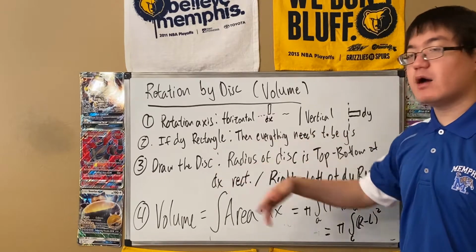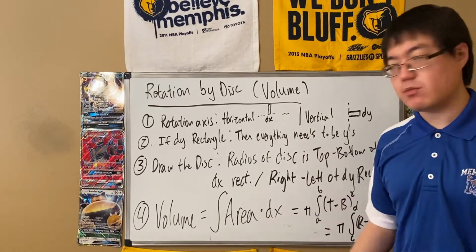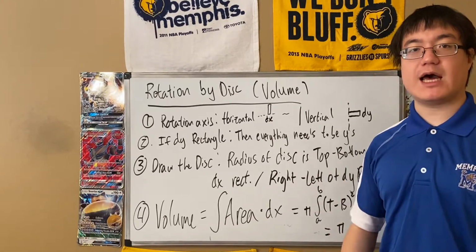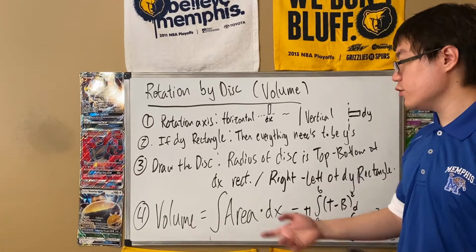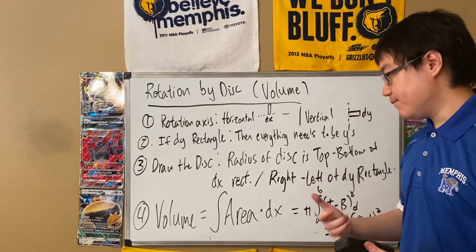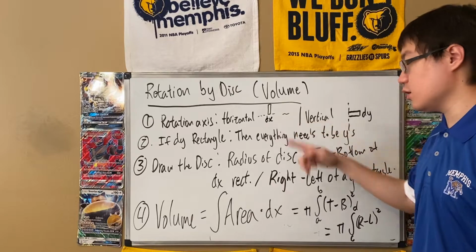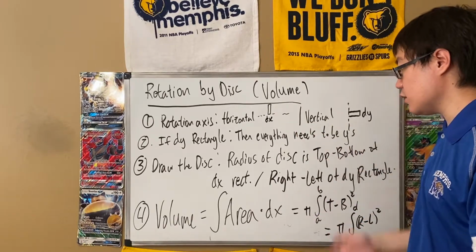So then when you have a dy rectangle, you're going to see that we have to do a little bit more work. We're going to have to change everything to be in terms of y's, and then my integral is going to have dy in it. Finally, we're going to draw the disk, and the important thing about this disk is that the radius is going to be top minus bottom of a dx rectangle, or right minus left of a dy rectangle.